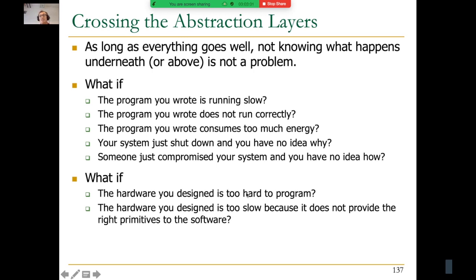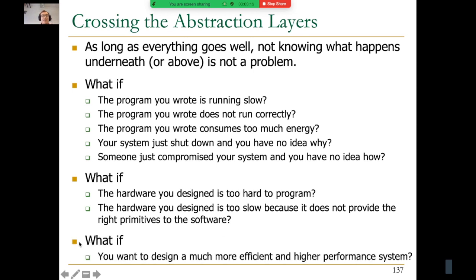like potential processing in memory engines? What if the hardware you designed is too slow because it doesn't provide the right primitives to the software to actually exploit the hardware? And what if it's not reliable? And what if it doesn't provide the right abstractions? And finally, what if you want to design a much more efficient and higher performance system, which I already said before? Basically, these are the reasons to cross the abstraction layers, because if you don't have the answers to this, then you're at the mercy of someone else.